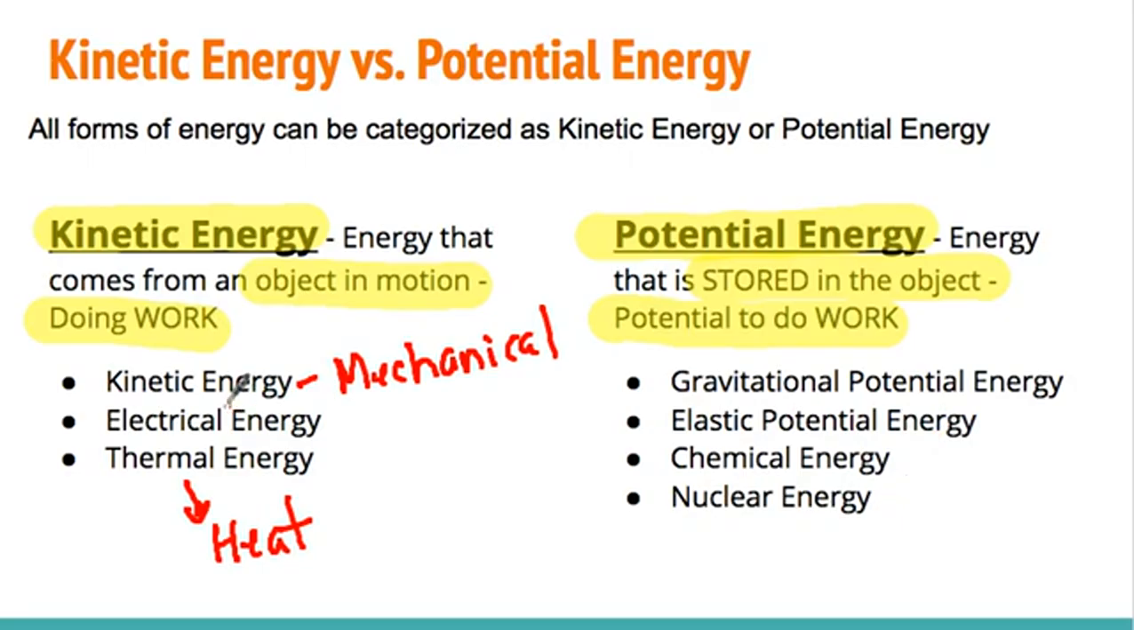But the main thing I want you to understand about the difference between kinetic and potential is that with kinetic, the object is moving, it's doing. With potential, the object is getting ready to do something.